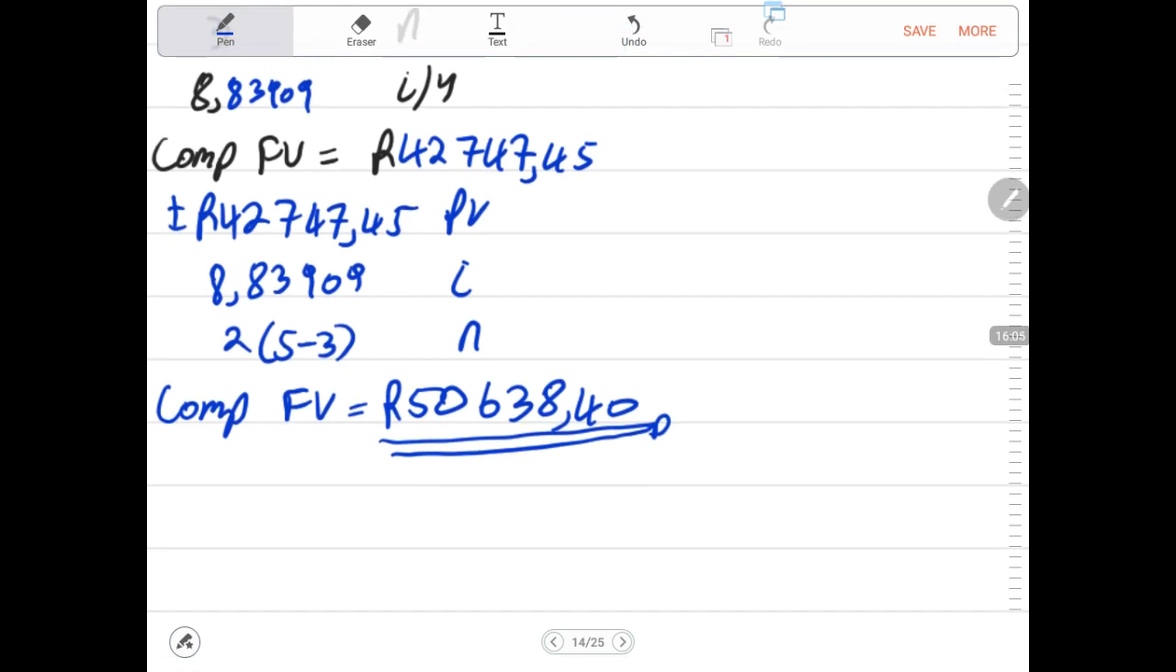Then if we want to calculate the interest for the entire 5 years, we can also do so, but not in this case because it's not required. You can still calculate the interest that will be accumulated, which is 12,000 times 3, then you minus the 50,638.40 to get the interest that was accumulated over this period of the loan.